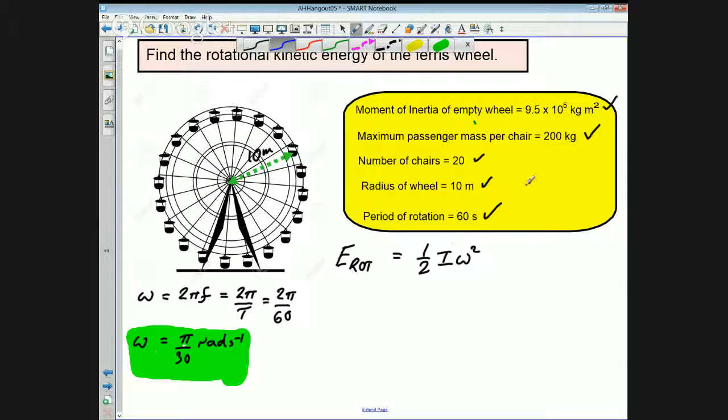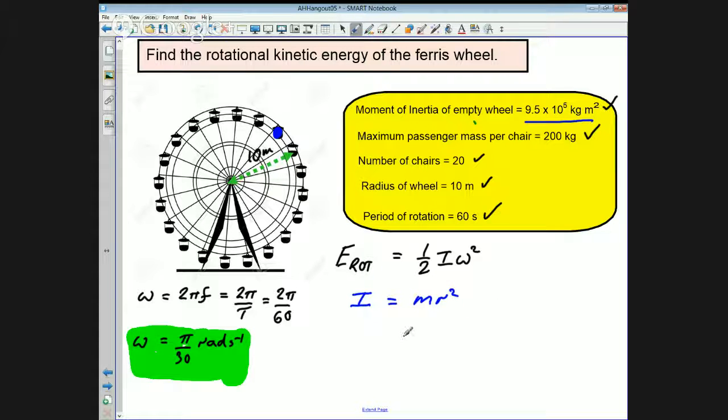Now, what's next? We have to find the moment of inertia of the system. We're told the moment of inertia of the empty wheel is 9.5 times 10 to the power 5 kilogram meter squared. But we also have to know the moment of inertia of the 20 cabins, like 20 particles stretched out along the circumference of this circle. The moment of inertia for a mass on a circumference, we'll just call I, is equal to mr squared, m being the mass of the particle and r being the radius from the center.